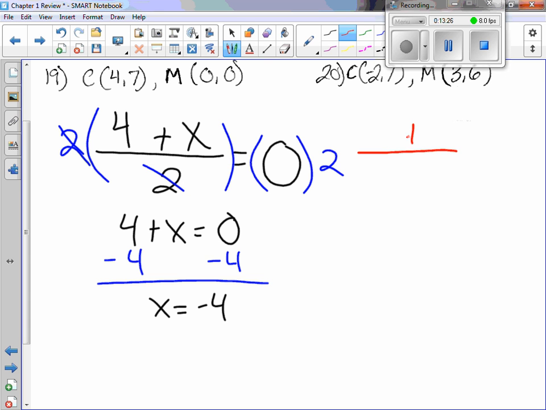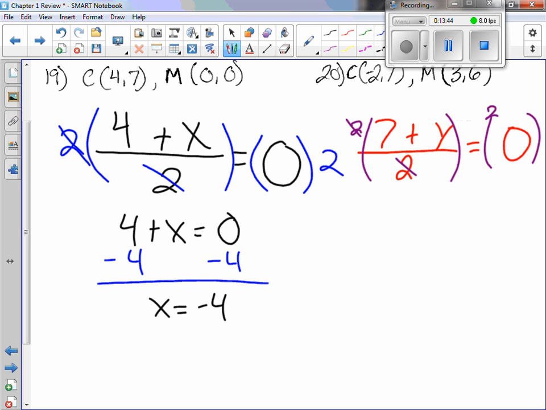So we're going to set it up similarly. Because we're told that the Y value of the midpoint is 0, because midpoint was 0, 0. We're told one of the Y values is 7, but we're not told what the other one is. We're going to do the same steps. We're going to multiply both sides by 2 and get 7 plus Y is equal to, well, 0, because again, anything times 0 is still 0.